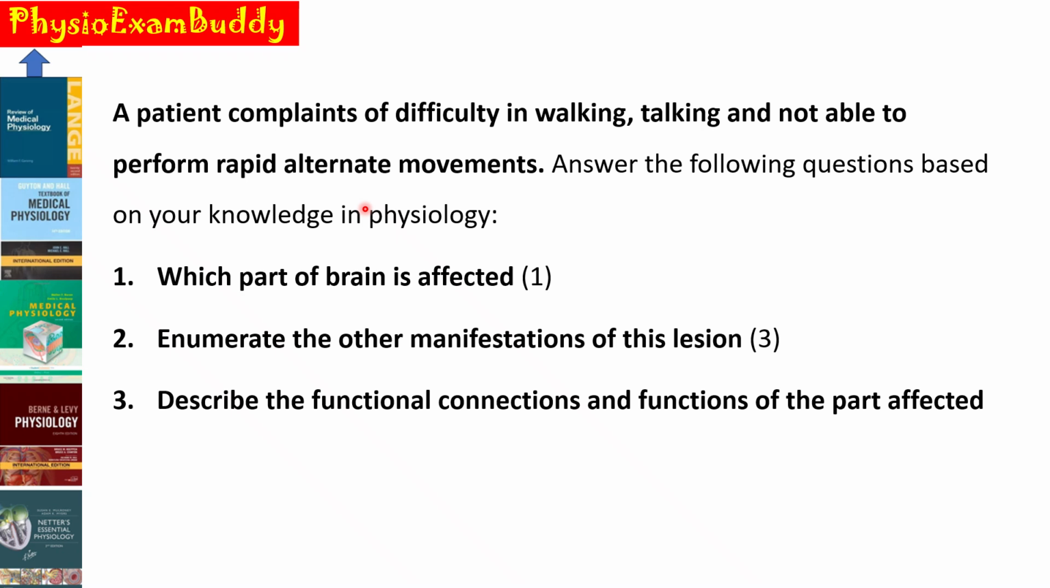Rapid alternate movements are a main function of the cerebellum. So which part of the brain is affected? It will be the cerebellum. Enumerate the other manifestations of this lesion, which we will study in the coming video. And describe the functional connections as well as the functions of the part affected. Functional connections are given in video number 2 of the cerebellum, and functions you will study along with this video.